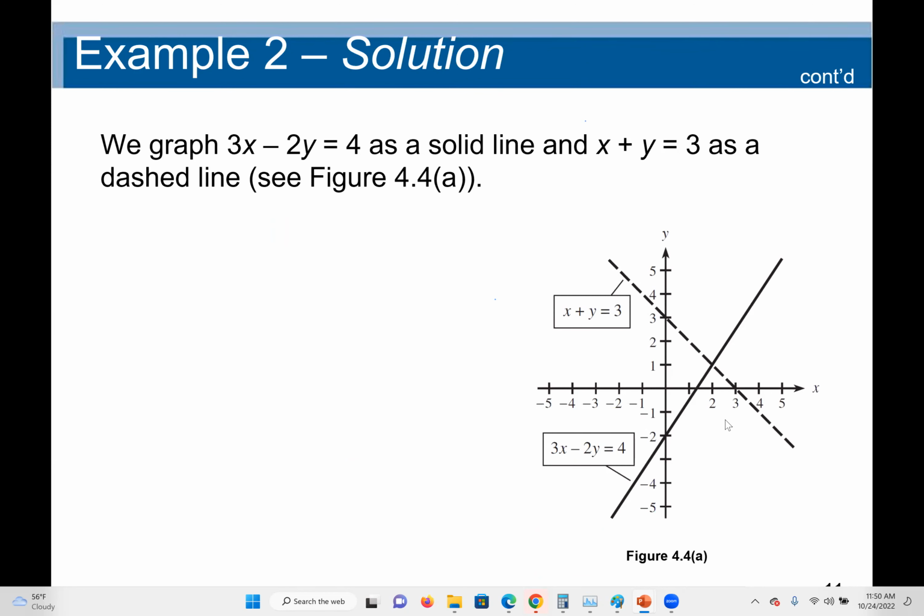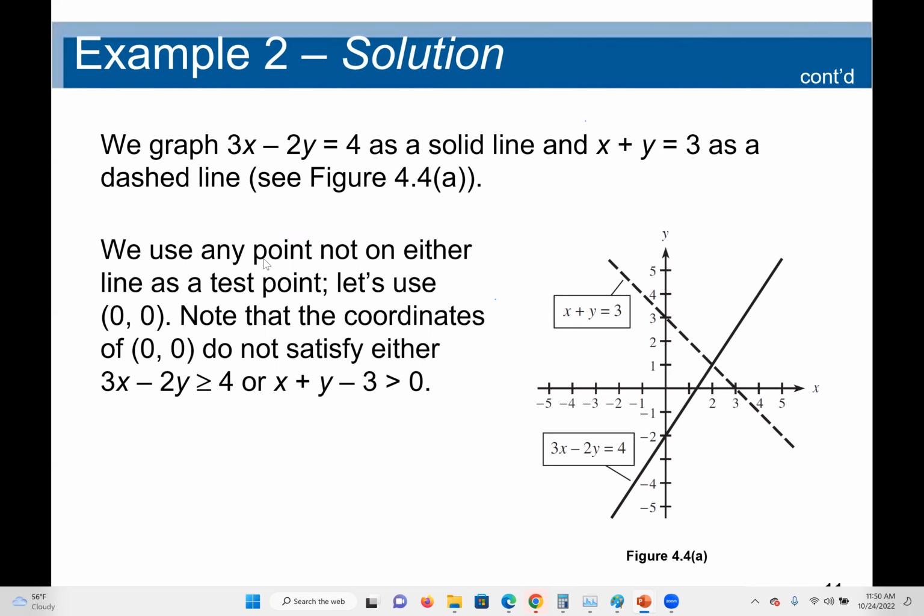Okay, so after we finish plotting, now we need to test. Remember, we have an intersection here. When you have 2 equations, the intersection of the 2 lines is the solution of the system of linear equation. But here we are not solving linear equation, we are plotting the inequality. So what we say here is that we use any point not on either line as a test point. What they say, not on the line, means any point not on this line.